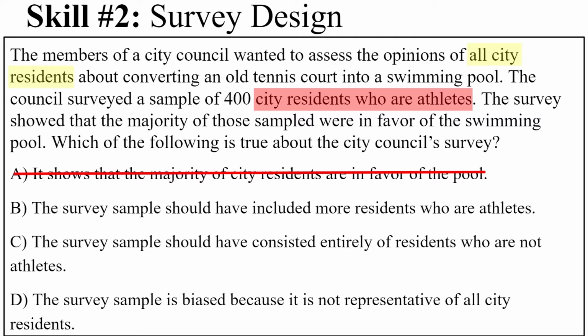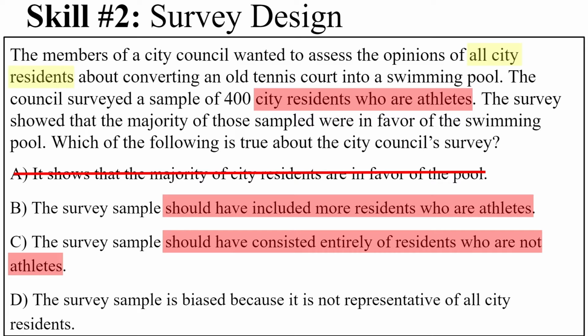So let's look at the answer choices. First one's definitely out. We didn't even choose the correct population, so we can't make a conclusion about it. B says should have included more residents who are athletes. No, we should have just included city residents. That's what the city council wanted to assess. So that's no good either. C says it should have consisted entirely of residents who are not athletes. Okay, that is also not good. Again, the city council doesn't care about that. They want to know about all city residents. So that doesn't sound good either.